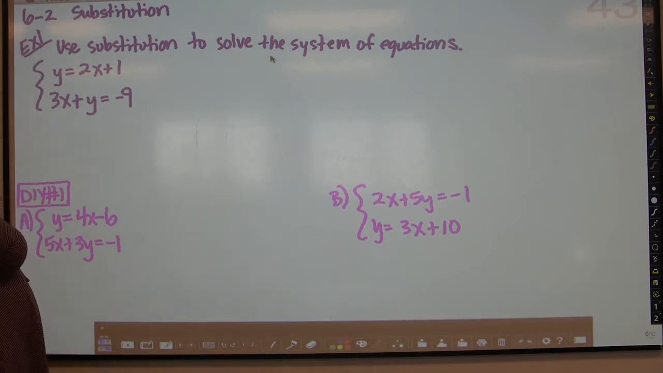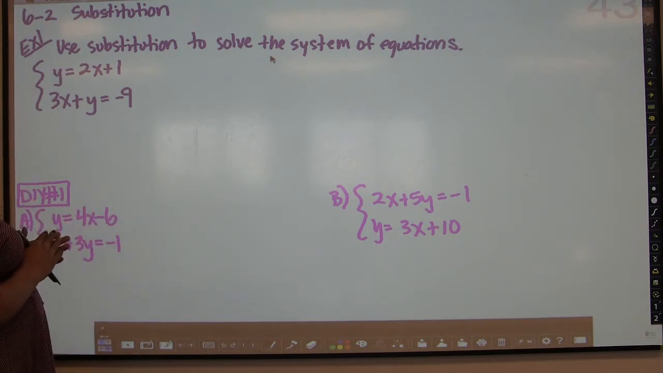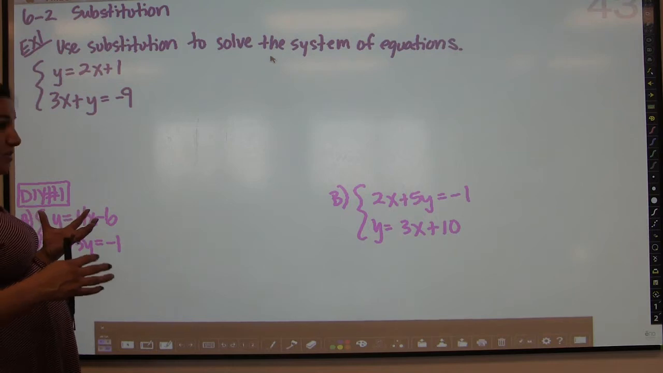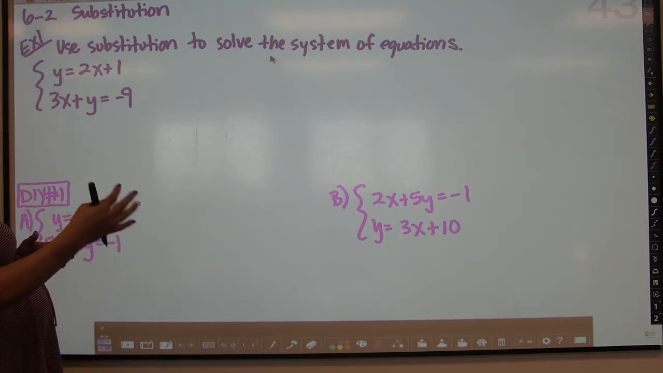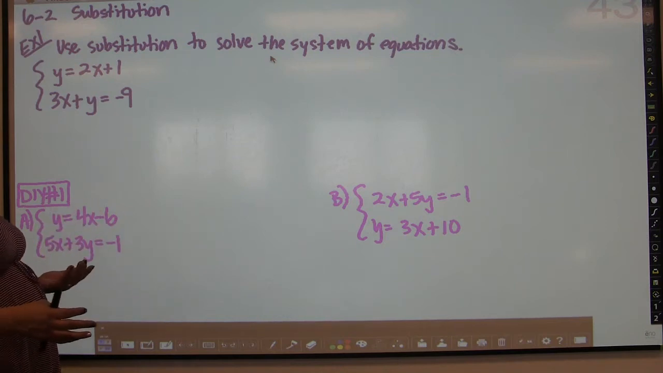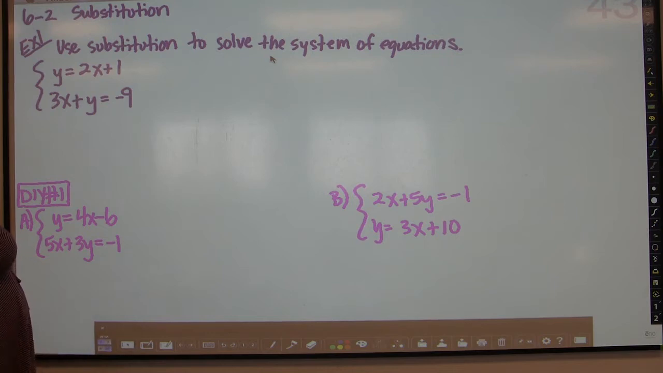So the key with substitution, if you recall the graphing lesson, is that in order for the point to be a solution, and the solution is always an ordered pair, the point where the two lines cross, the x-coordinate and the y-coordinate for both equations is the same. So based on that, we can use this idea of substitution, because substitution means that you can replace one of the letters with the equivalent expression into the other equation. That might sound really fancy, but let me just show you what I mean. It's not as hard as you think.